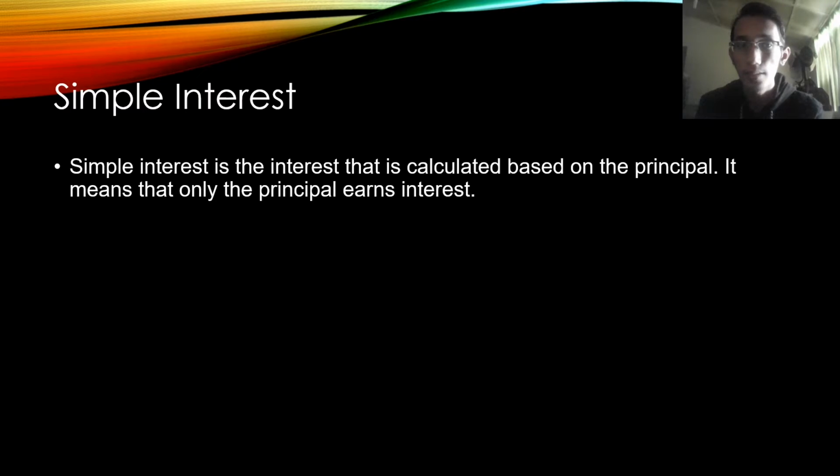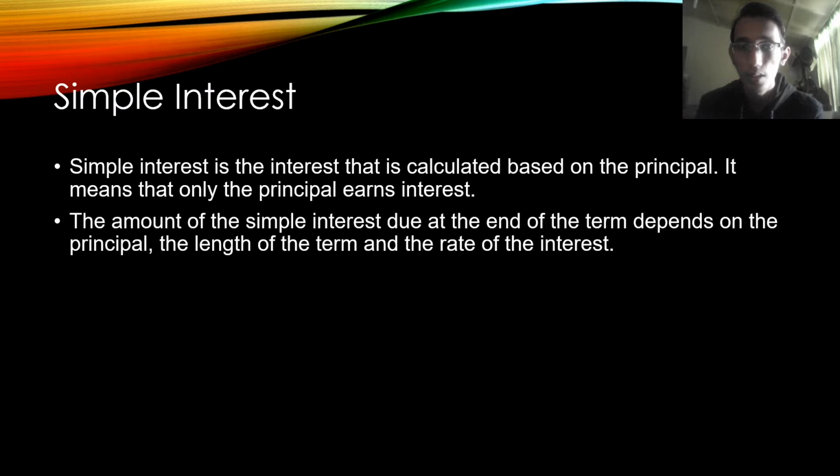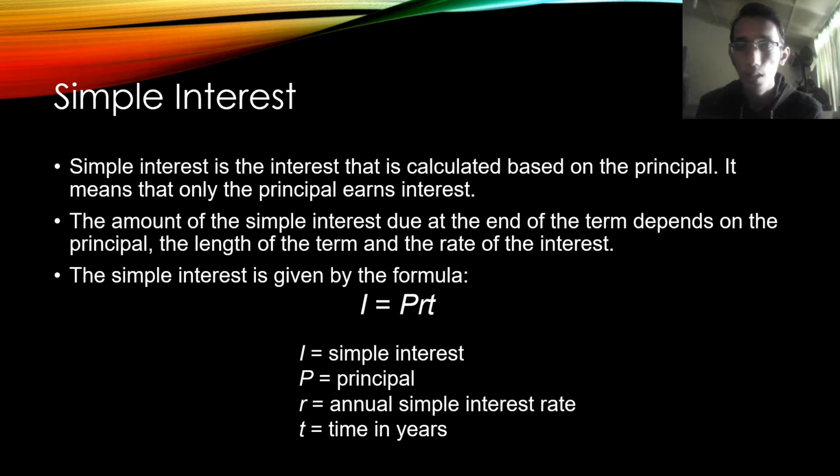Simple interest is the interest that is calculated based on the principal. It means that only the principal earns interest. The amount of simple interest due at the end of the term depends on the principal, the length of the term and the rate of interest. The simple interest is given by the formula I = P × R × T, where I is the simple interest, P is the principal, R is the annual simple interest rate, and T is the time in years.